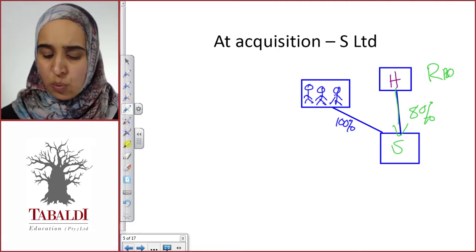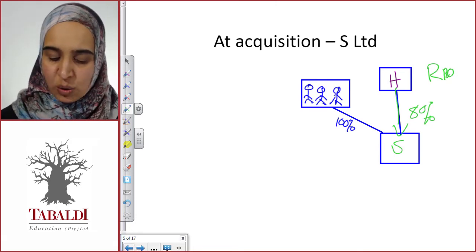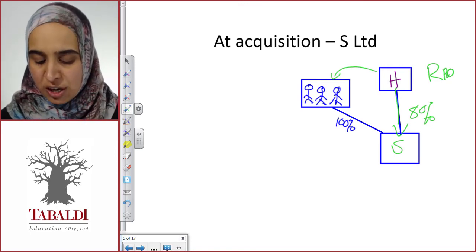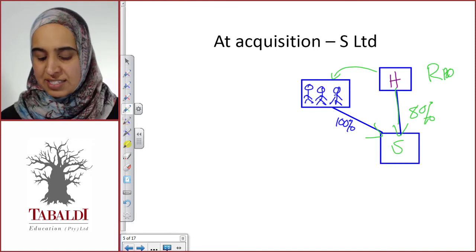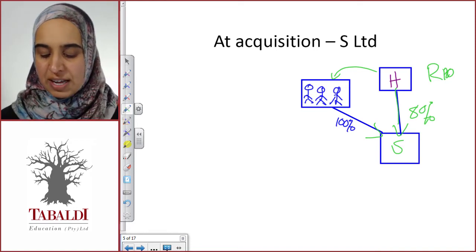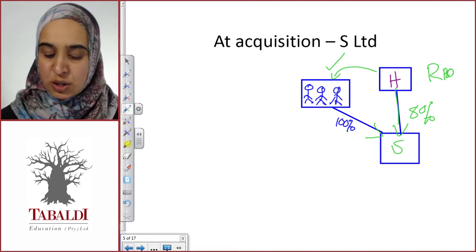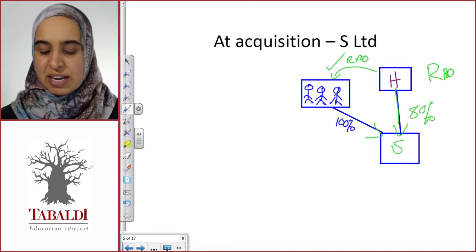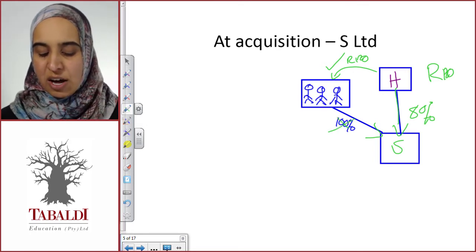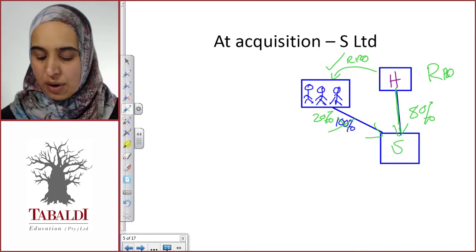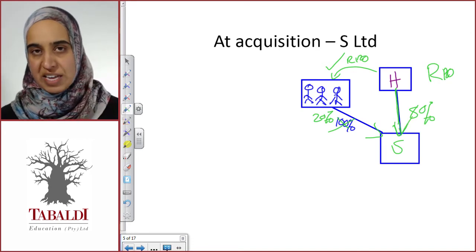No, it doesn't. When H acquires S, it acquires it from the previous shareholders of S. So the previous shareholders held 100% of S, but H approached them and asked them if they would sell 80% of S. They agreed. The sale happened. So H paid 120 Rand to those previous shareholders. They now no longer hold 100%. They only hold 20%, and now H holds 80% of S.